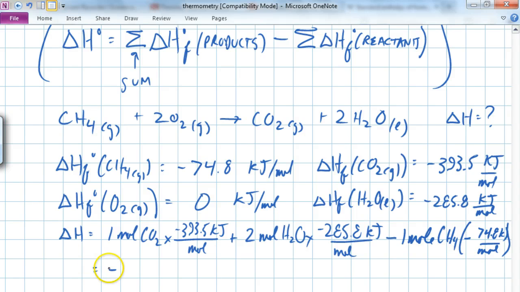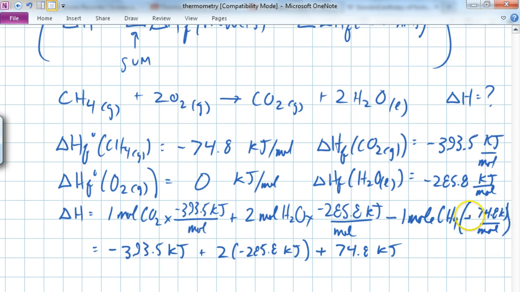What I end up with here, of course, is negative 393.5 kilojoules plus 2 times negative 285.8 kilojoules plus 74.8 kilojoules, because I've got a minus a negative here, and that gives me negative 890.3 kilojoules, not kilojoules per mole. My moles cancel out. Okay, so the answer to this is negative 890.3.